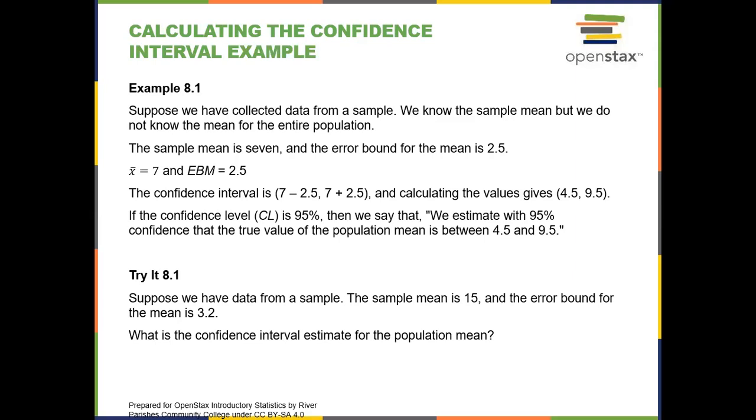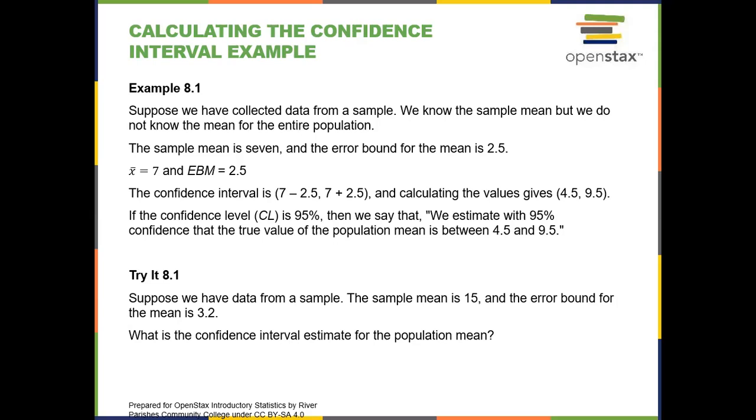Suppose we have collected data from a sample. We know the sample mean, but we do not know the mean of the entire population. The sample mean X bar is 7 and the error bound for the mean is 2.5. This is also the margin of error. So what is the margin of error? It is the difference between the sample mean and the population mean.